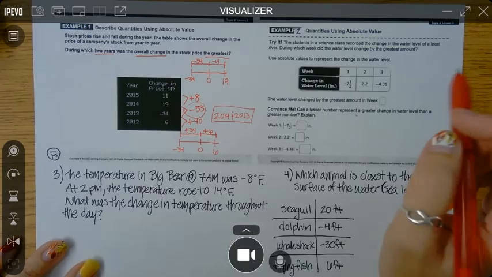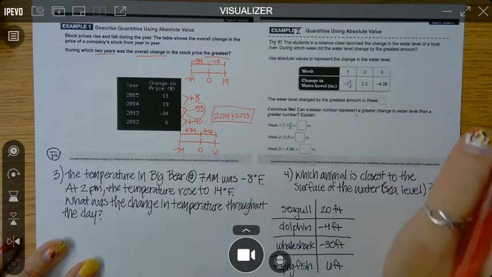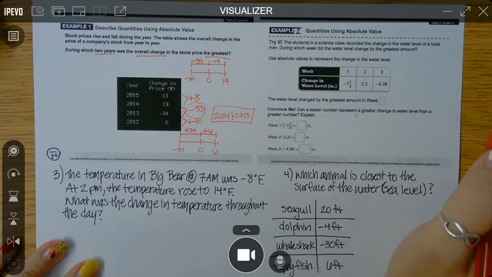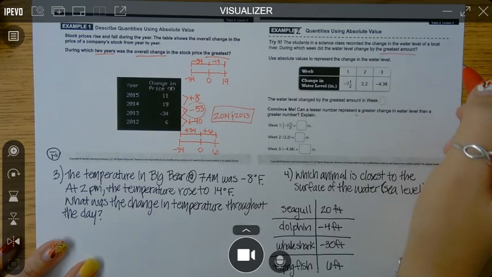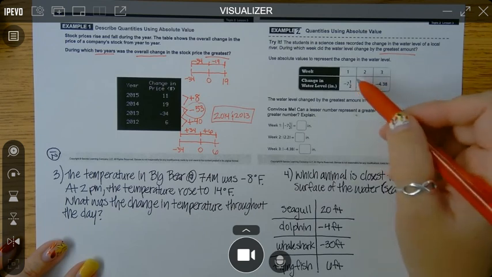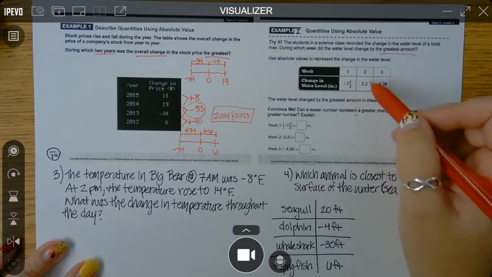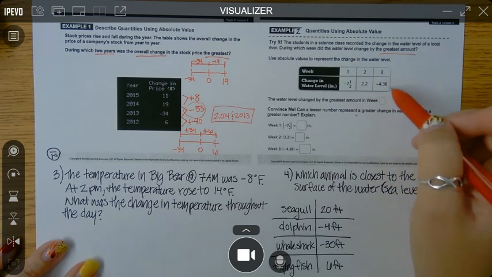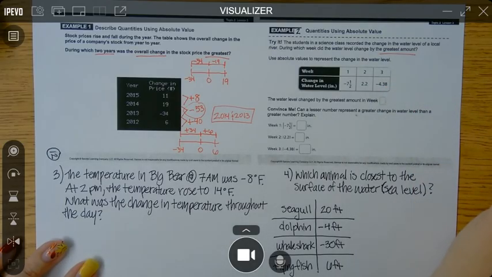Okay, let's go ahead and look at example 2. Example 2 says, the students in a science class recorded the change in the water level of a local river. During which week did the water level change by the greatest amount? Okay, use absolute value to represent the change in the water level. So week 1, it changed by this much. Week 2, it changed by this much. And week 3, it changed by this much. So which week did it change the most?